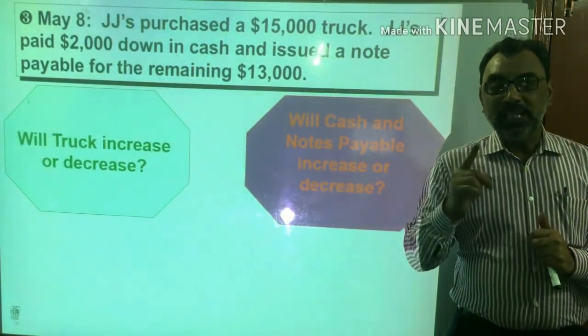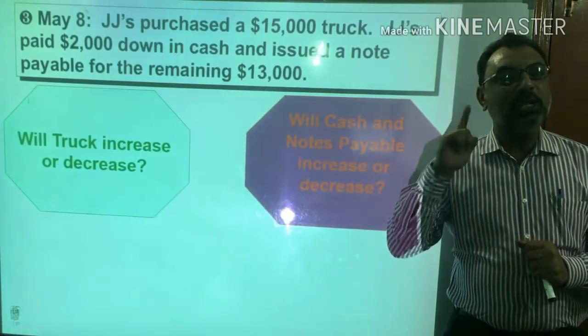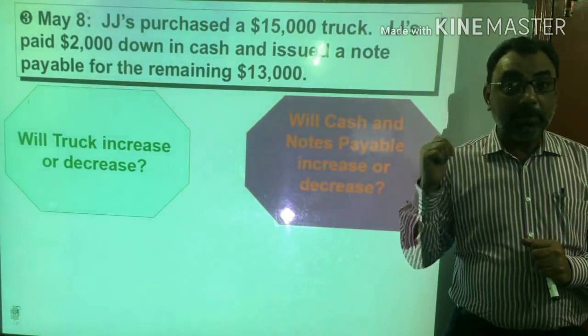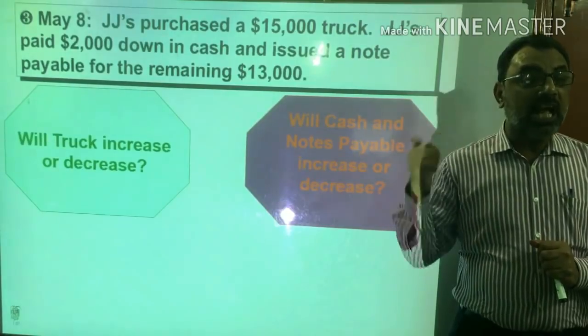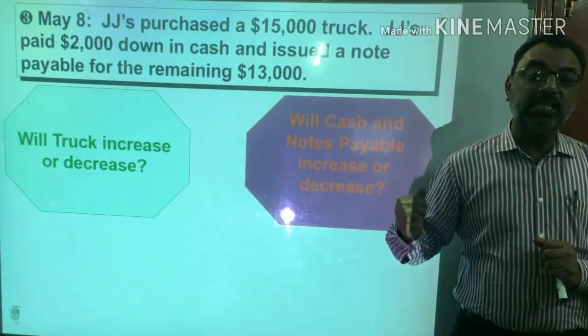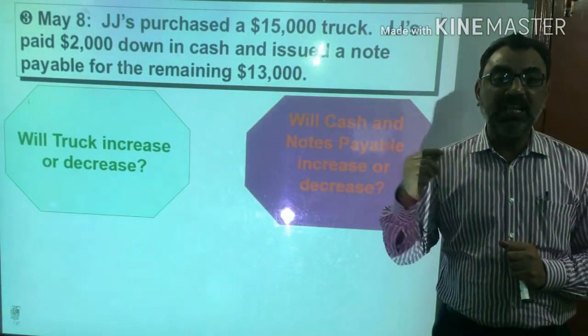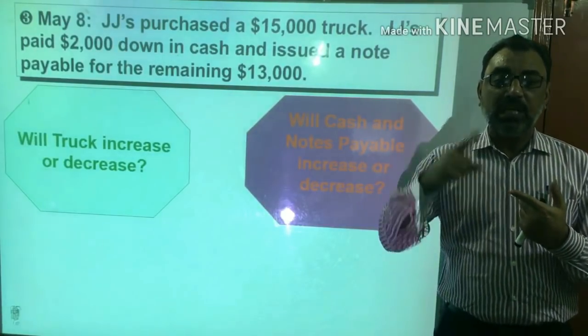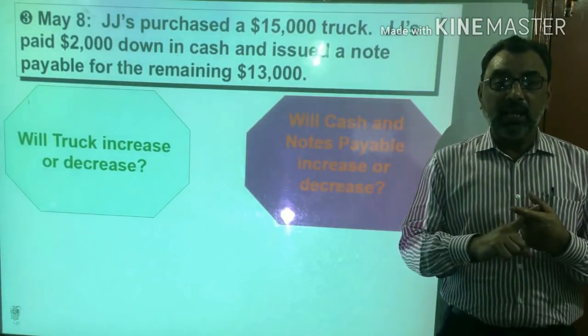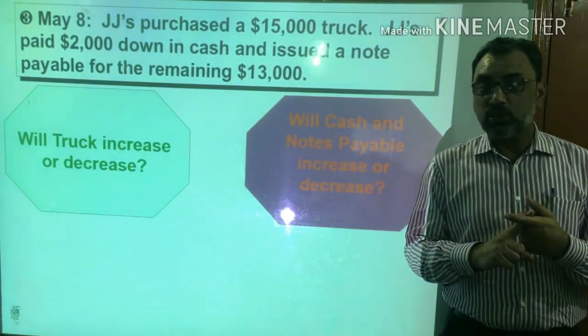But the firm is issuing the notes payable, which is a liability. So the liability is simultaneously increasing by 13,000. So there will be an effect on the cash account, on the trucks account, and a new account will be opened, that is notes payable.